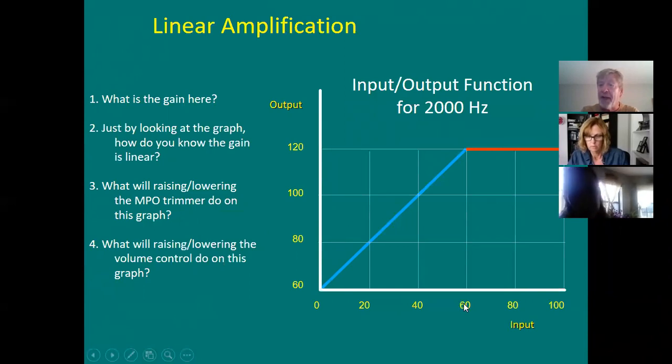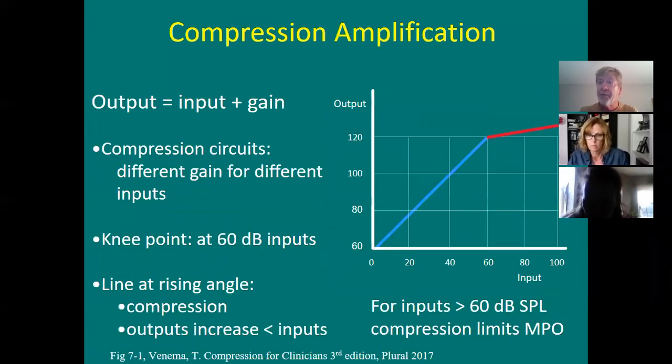But now, look what happens past 60. Here's your knee point. And look at this hard peak clipping. No mercy. Nothing more than 120 can come out of this hearing aid at all. Whereas here, in compression land, as my input increased from 60 to 80, with my MPO set at 120, my output went from 120 to maybe 125.